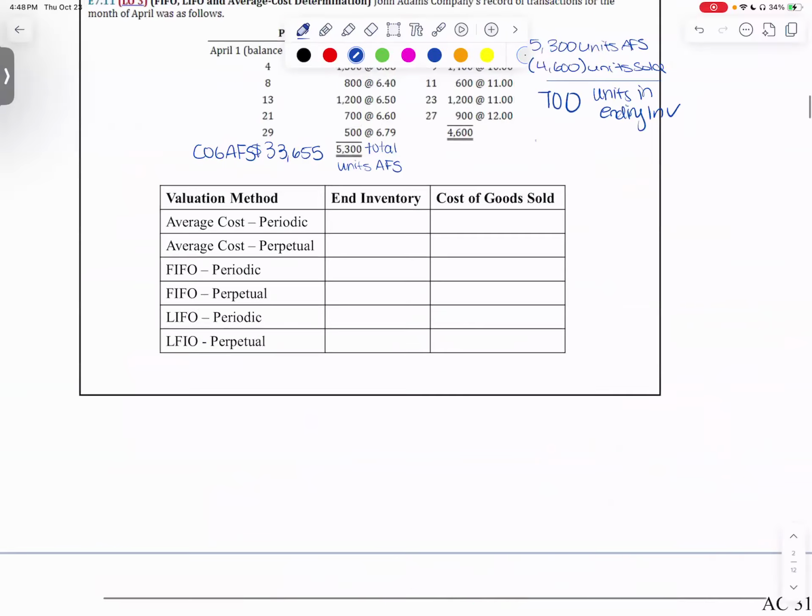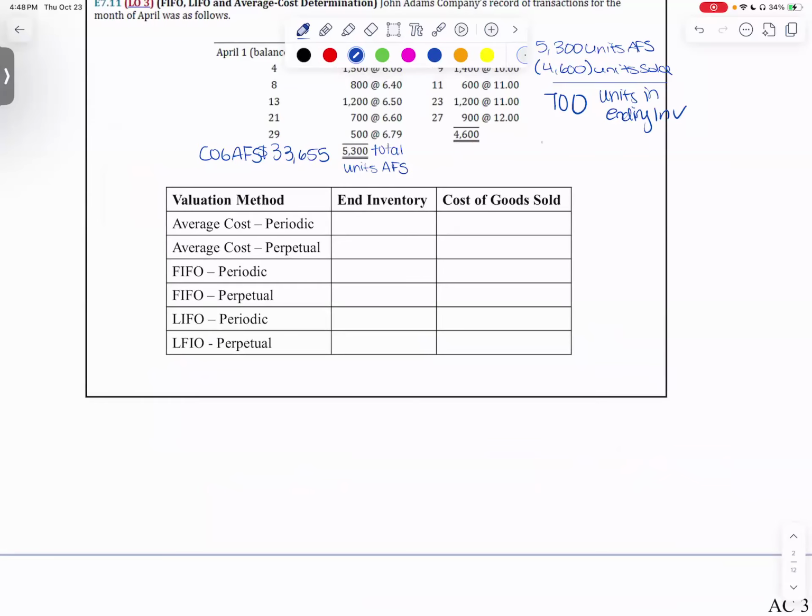So here we can go ahead and fill those in on our table. So our average cost, our ending inventory was 4,445, and then our cost of goods sold was 29,210.